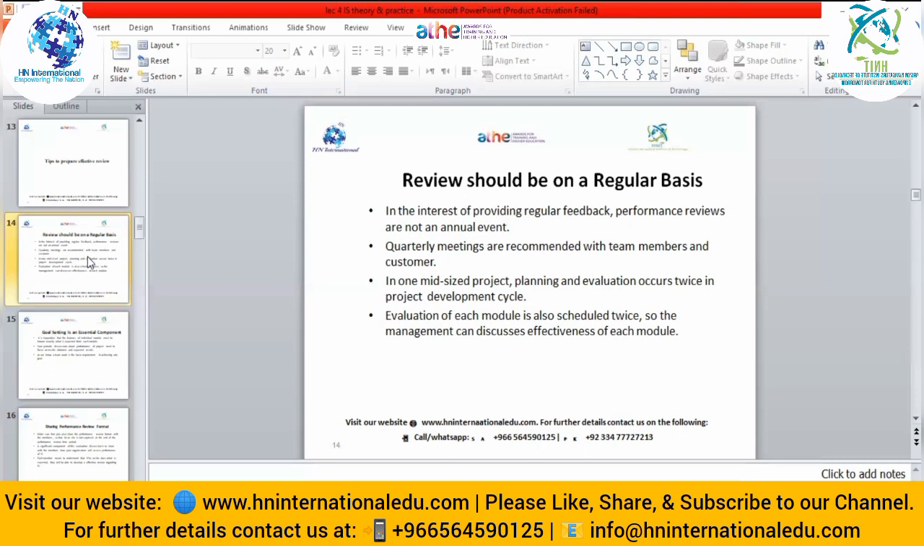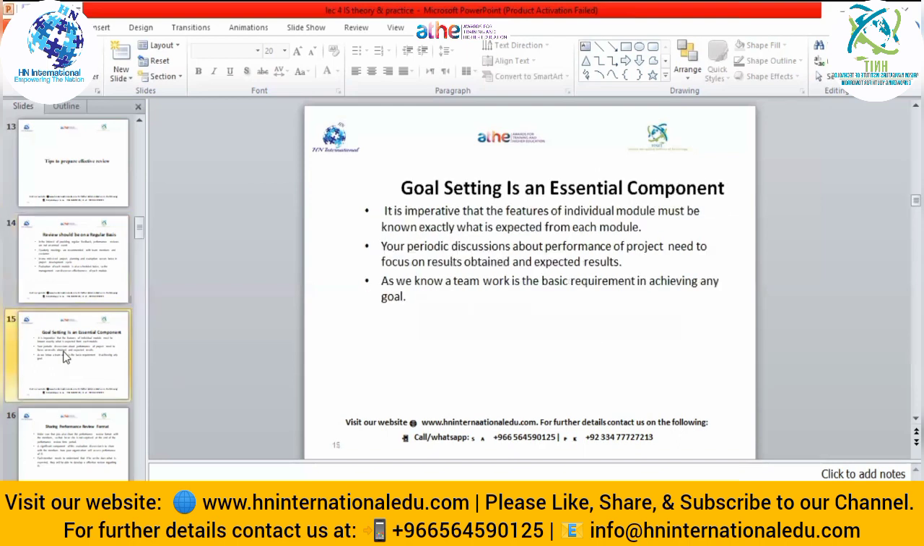So we have to set the schedule twice when we are developing the module of our project. Now, goal setting is an essential component. We have to set the goal. As I have given the example, the performance is 50%. Now we have to set the goal. We have to improve our performance up to 75%. That is our goal. So that is very important to set the goal.